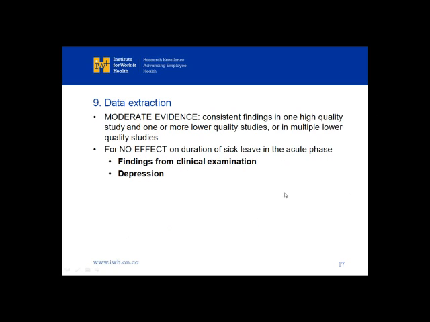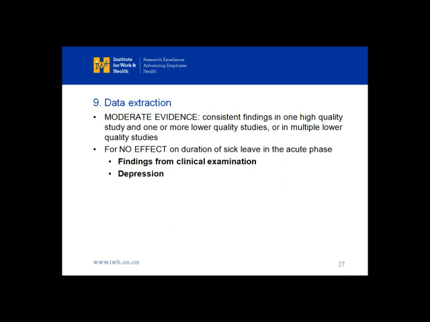So there was also moderate evidence for no effect on duration of sick leave in the acute phase for the findings from clinical examination, and there was moderate evidence for no effect of depression. And I always get responses from the audience that I can't see in this case about does that mean that clinical examination isn't important? No, that doesn't mean that clinical examination isn't important. It means, of course, people have to come to a diagnosis.